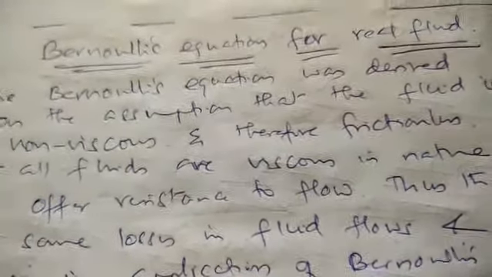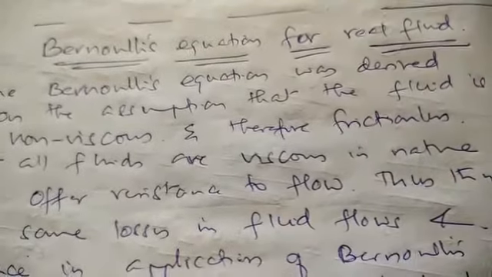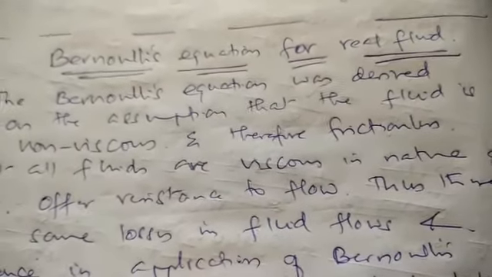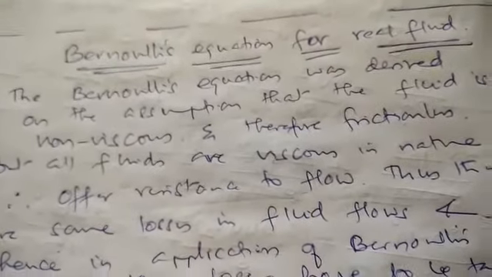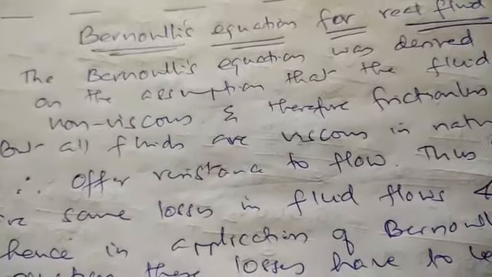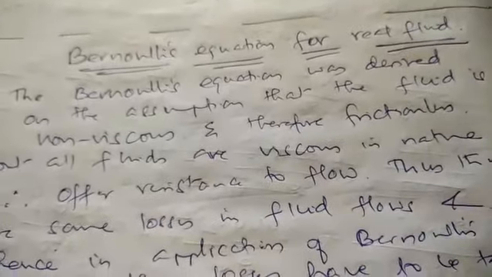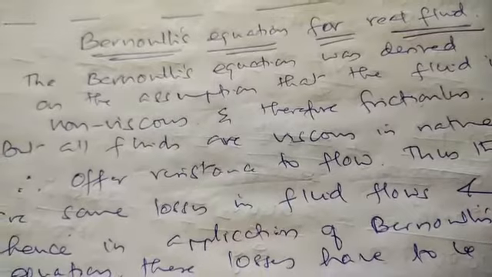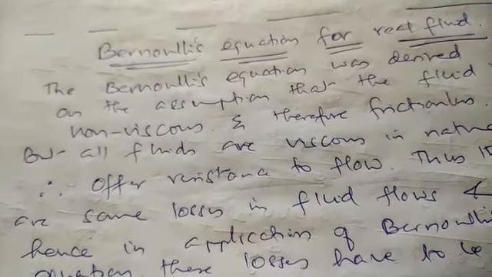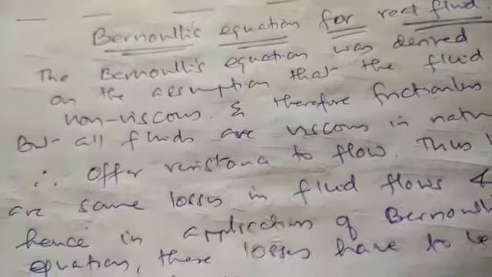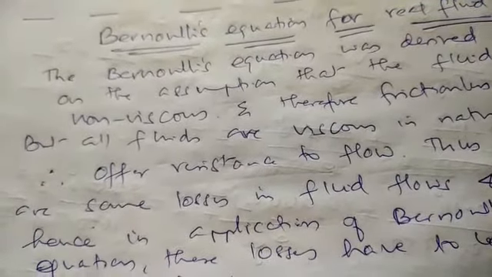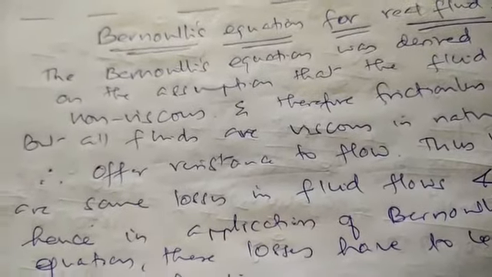So we have already discussed the Bernoulli's equation for ideal fluid considering the ideal conditions. Now let us go for the Bernoulli's equation for real fluid. Bernoulli's equation was derived on the assumption that the fluid is non-viscous and therefore frictionless. That was the ideal condition. But in reality, all fluids are viscous in nature and therefore they offer resistance to the flow. So it may be any fluid, it has some viscosity, and then they offer the resistance to flow.